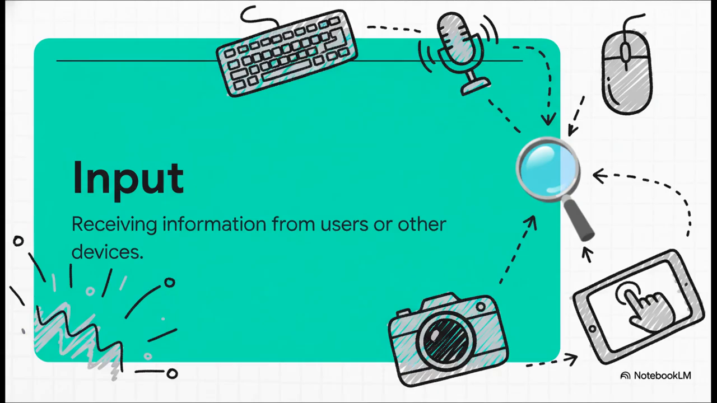First up, we've got input. The easiest way to think about this is like a computer's senses. It's how it listens to the world around it, how it takes in information and commands. Without any input, a computer is really just a useless box waiting for someone to tell it what to do.